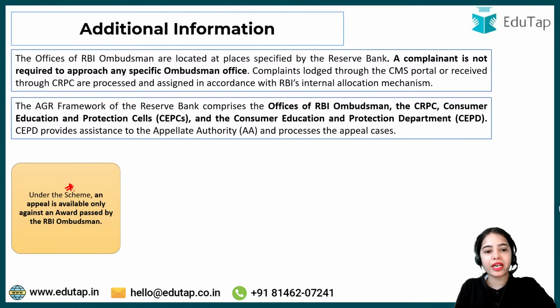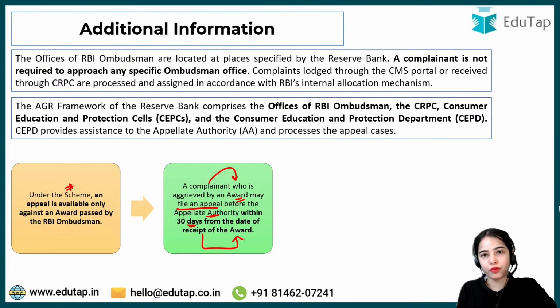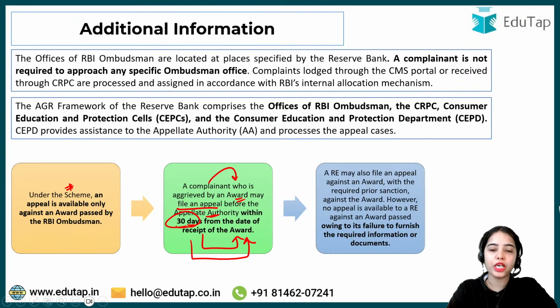So under the scheme, an appeal is available only against the award that is passed by the RBI Ombudsman. A complainant who is aggrieved by the award, who is not satisfied with the award, may file an appeal before the appellate authority within 30 days from the date of receipt of the award. Within 30 days you have to file the appeal to the appellate authority as a complainant.